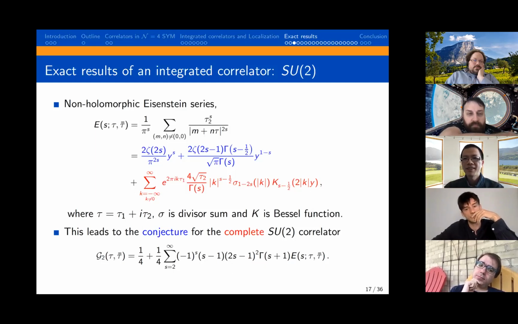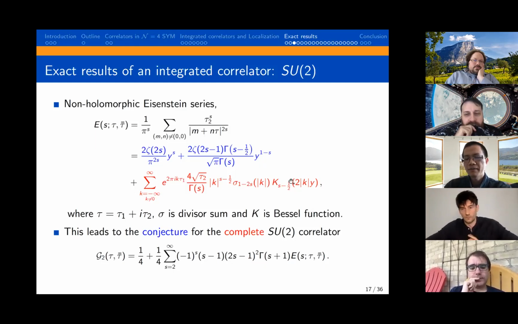Actually, my original question was very simple. What is the small y expansion of the Eisenstein series? Is it true that the leading term is the second term here? Small y expansion. Yeah, the leading term is this one. Yes. So this will be just a basic function. I think the leading term is this one.